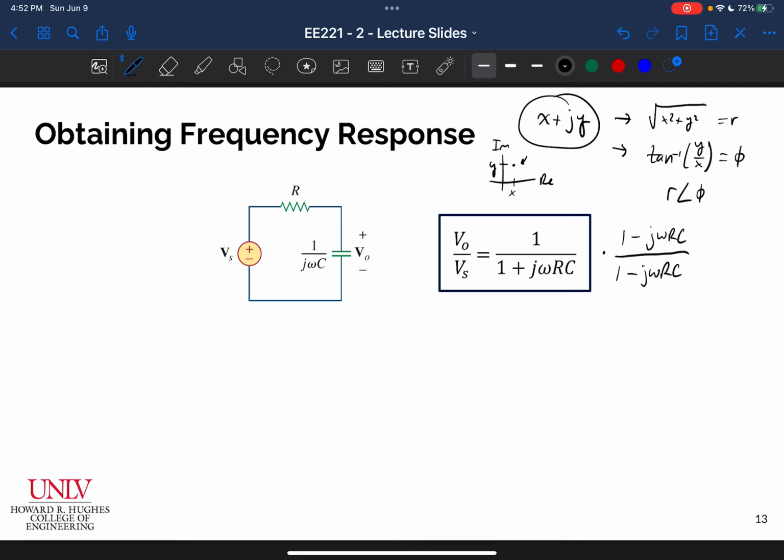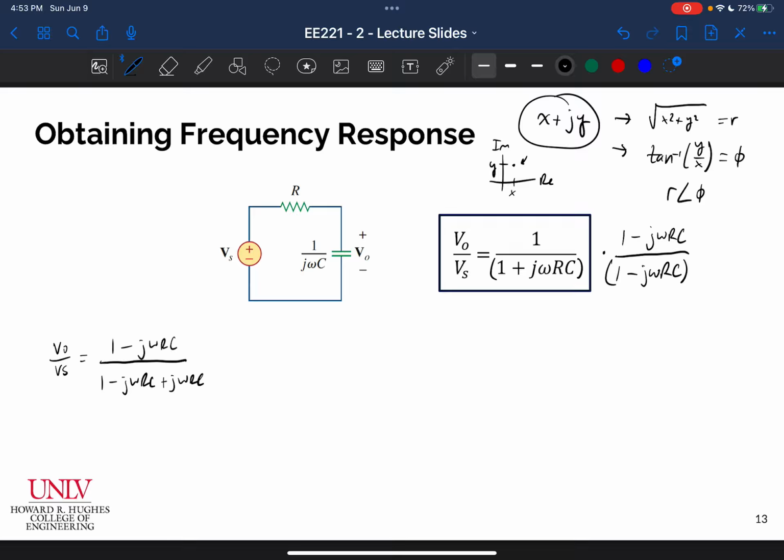And so the numerator is just going to be 1 times 1 minus j omega RC. So over here, I'll just write Vout over Vs is equal to 1 minus j omega RC. And then in the denominator, I basically have this polynomial expansion that I'm going to want to do, where I multiply the first two terms, which is 1 times 1. So that gives me 1. Then I have a 1 times minus j omega RC, so I get a minus j omega RC. Then I get a plus j omega RC. And so that's why this is actually useful. It's because it gets rid of the j in the denominator and only leaves a j in the numerator.